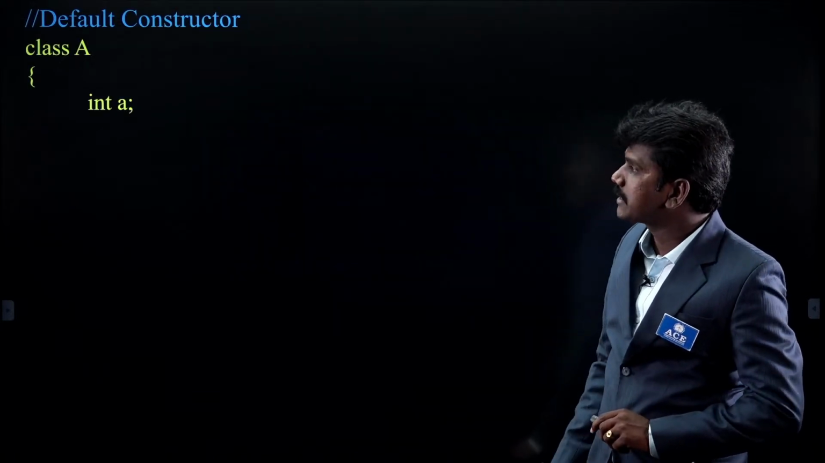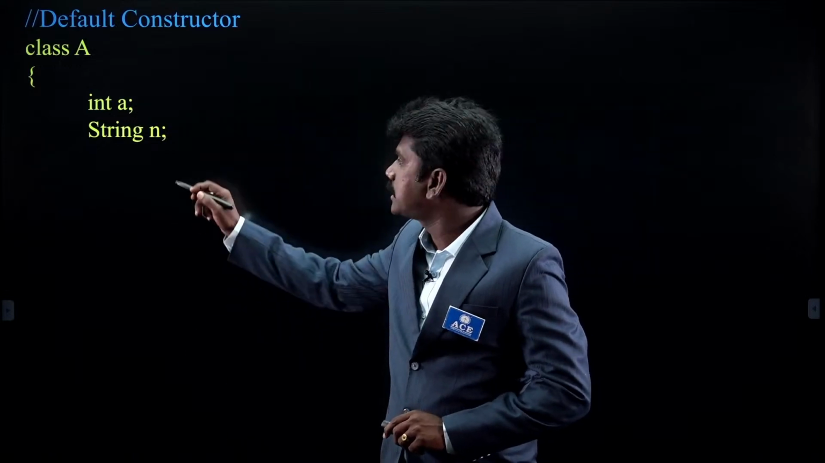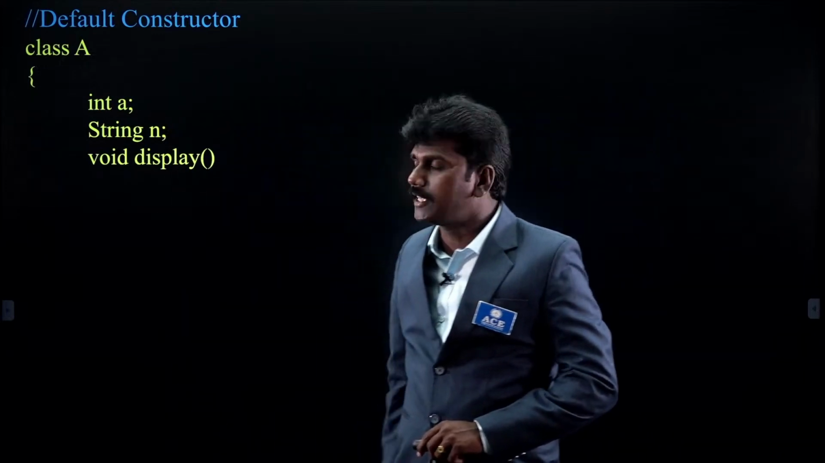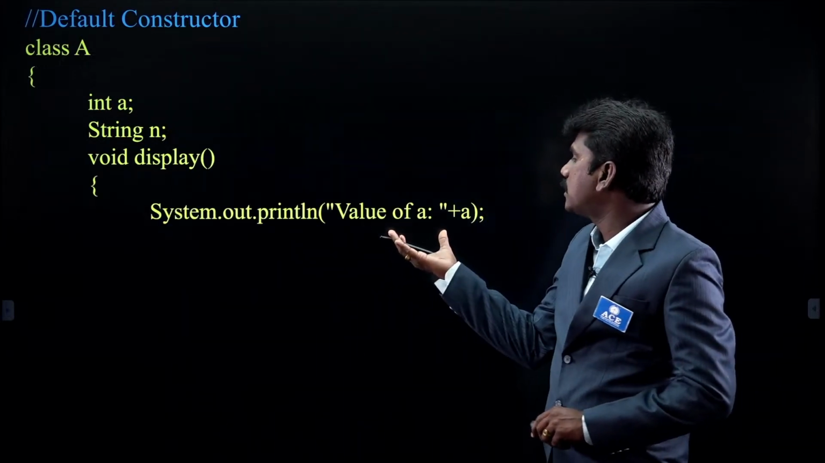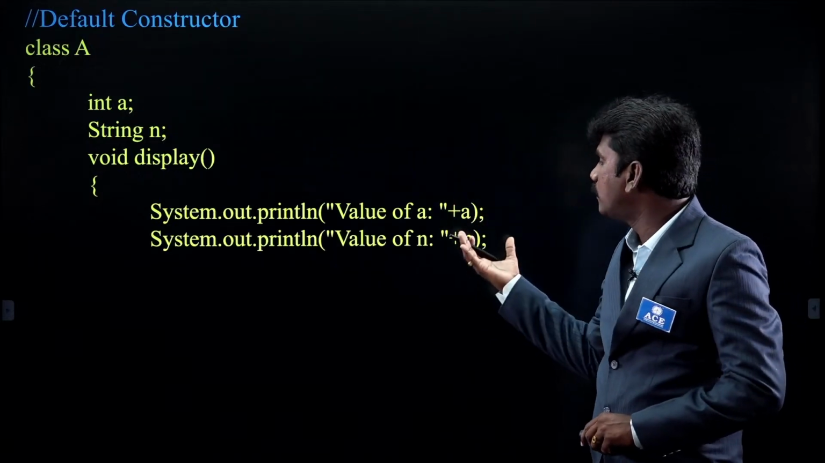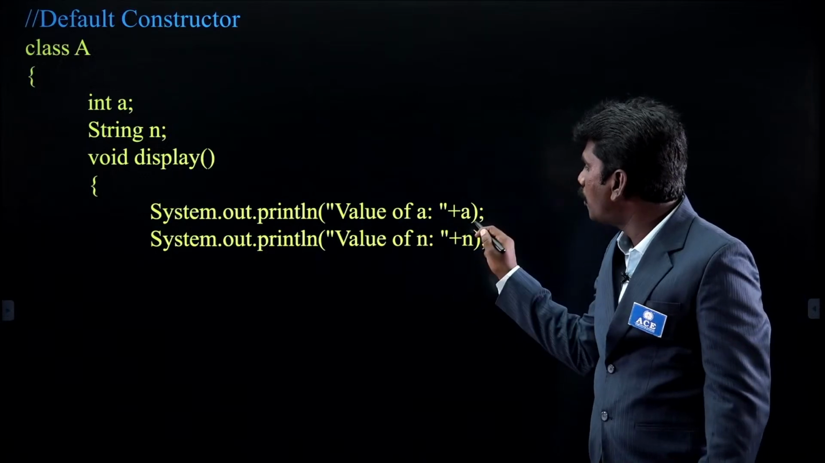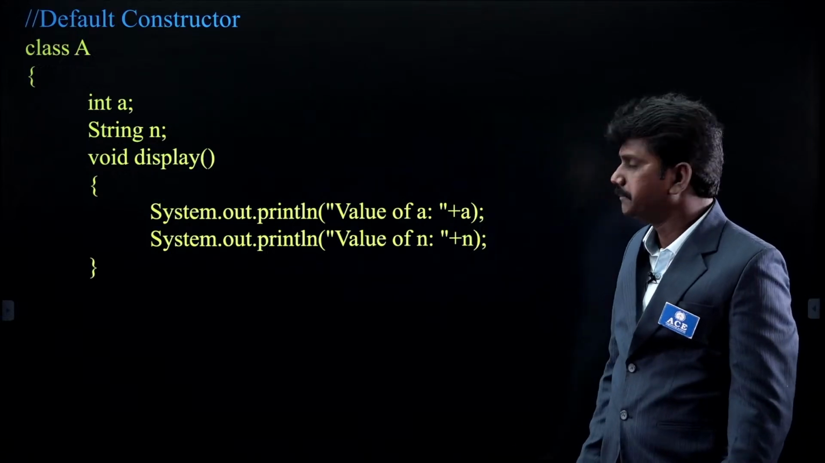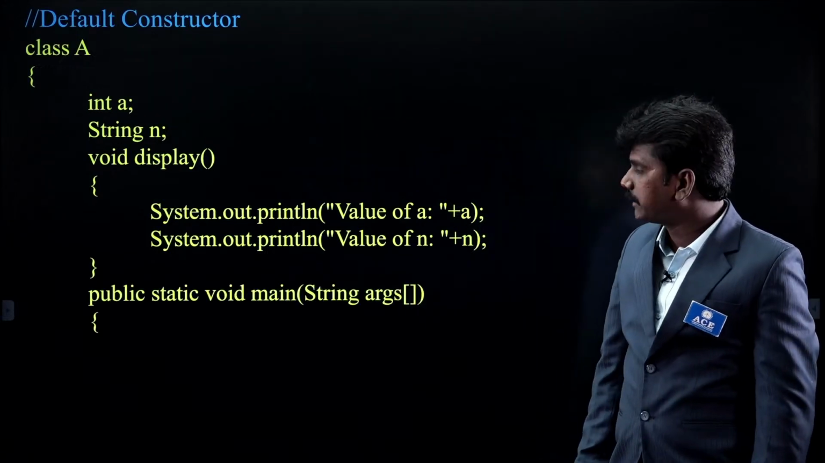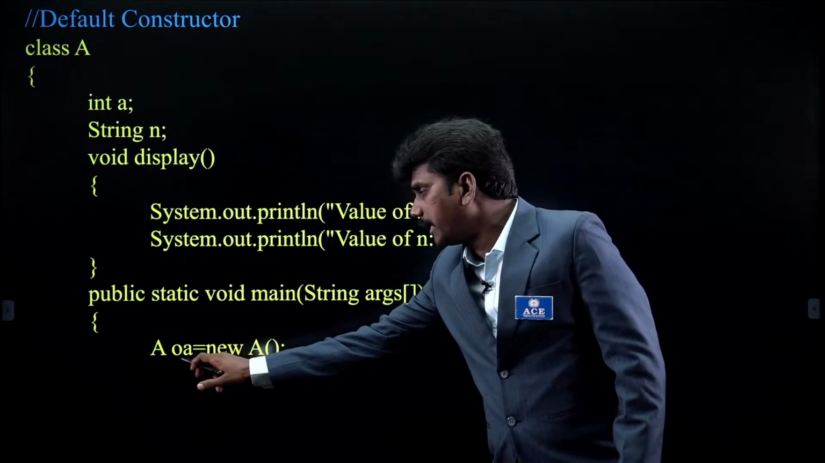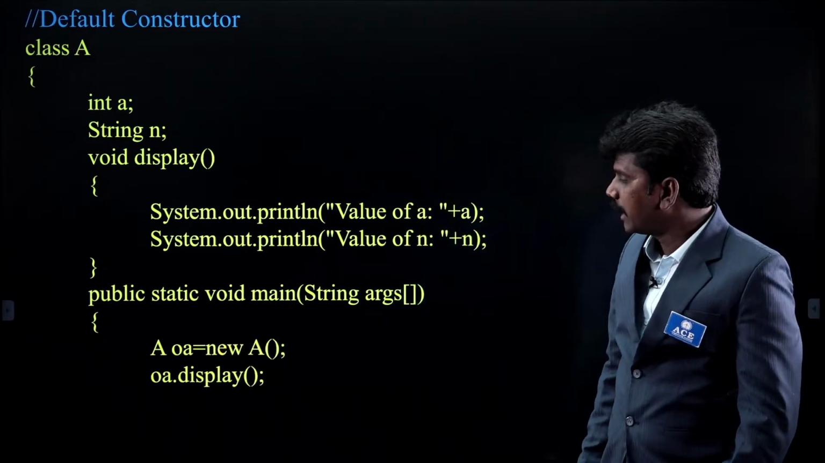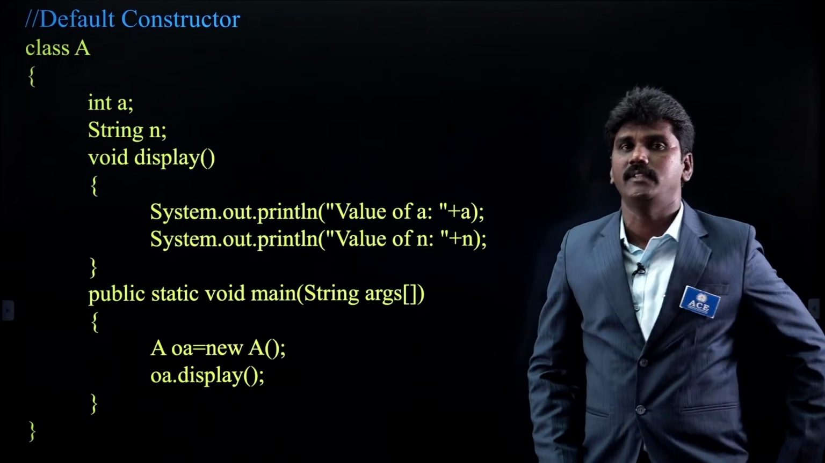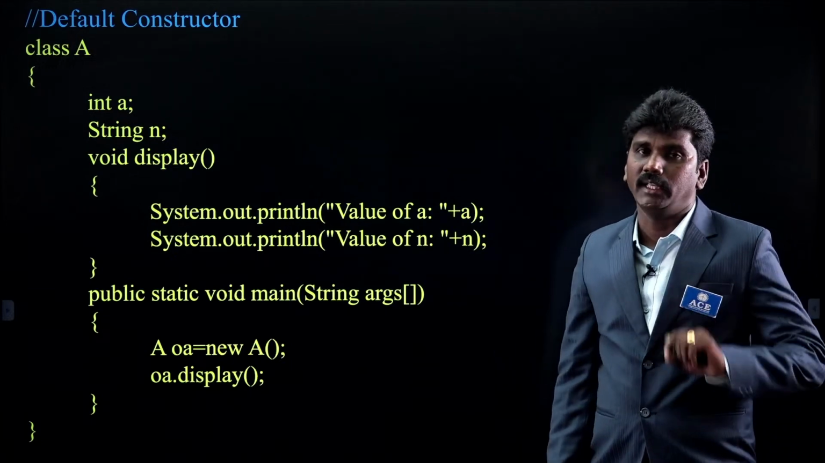Here we have the class called A, and it has two instance variables, int a and String n. Then we use one method called display, where we print the value of a and the value of n. Inside the main method, we create one object, A oa = new A(), and then we call the display method, oa.display(). What is the output of this program, and what are we doing here?